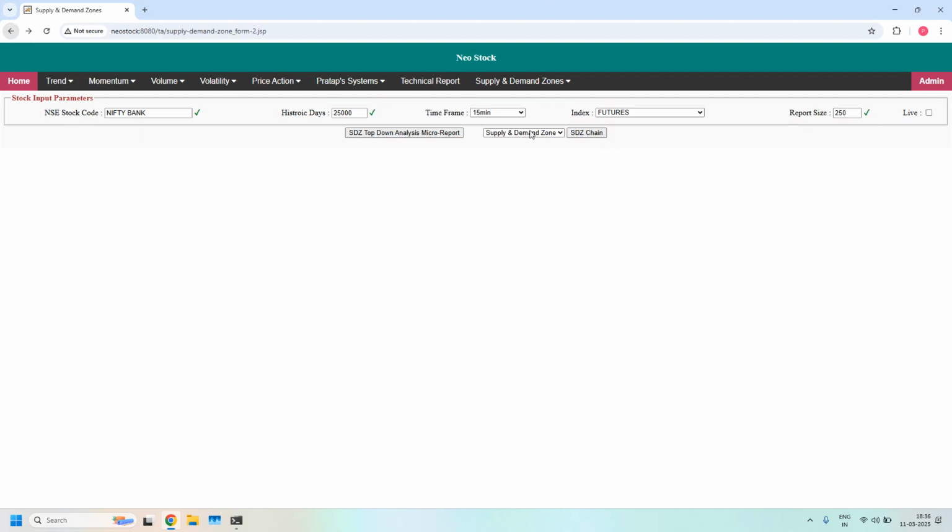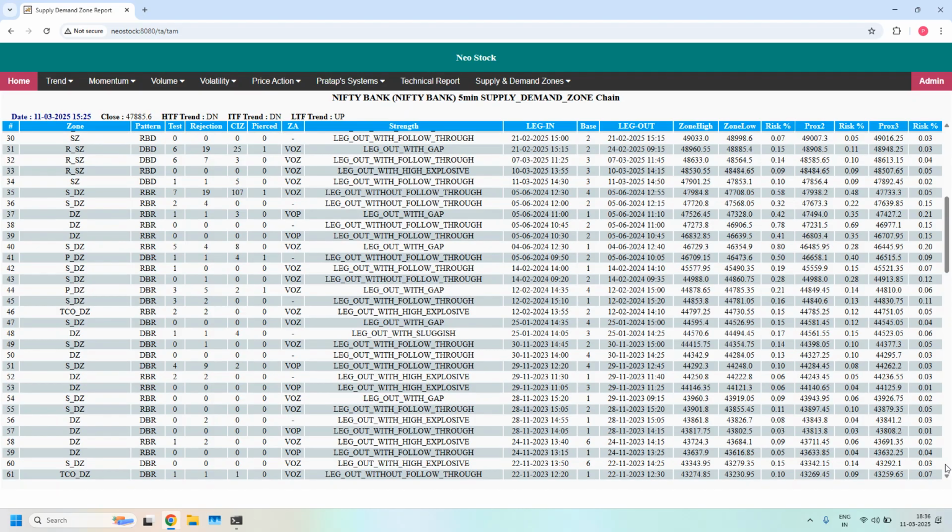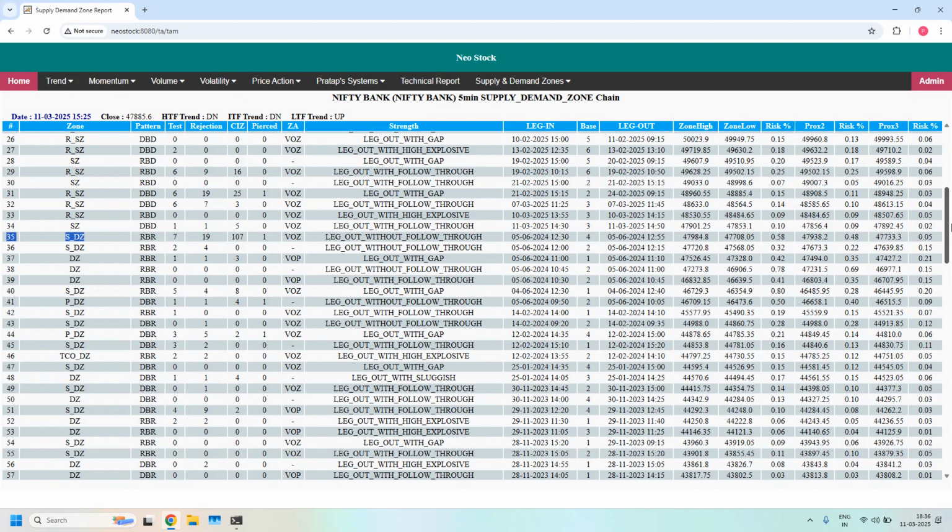Next, 5 minutes supply demand zone chain for Bank Nifty. All these are supply zones. I'm scrolling the list down. The nearest demand zone to the current closing price is 35, but it is a pierced zone. Let me put it in the center.